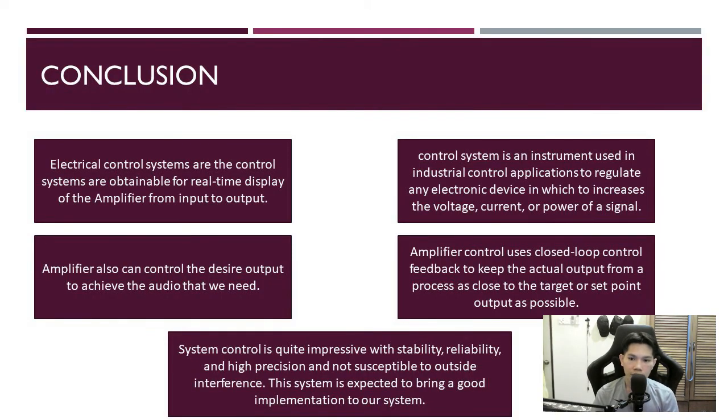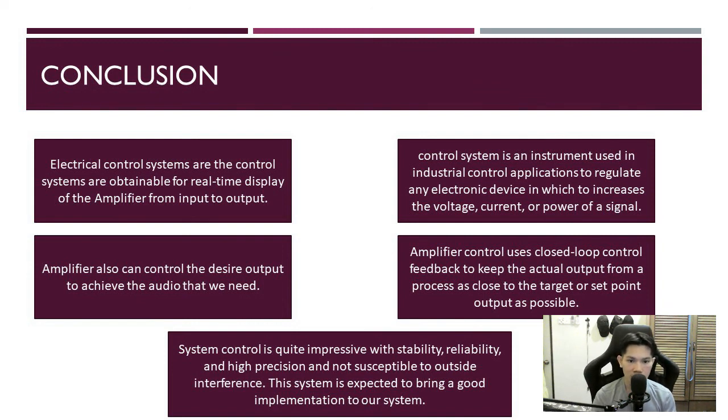For the conclusion, based on what we have learned from this task about electrical control systems, the control system is obtainable for real-time display of the amplifier from input to output. An amplifier control system is an instrument used in industrial control applications to regulate any electronic device which increases the voltage, current, or power of a signal. The amplifier can also control the desired output to achieve the audio that we need.